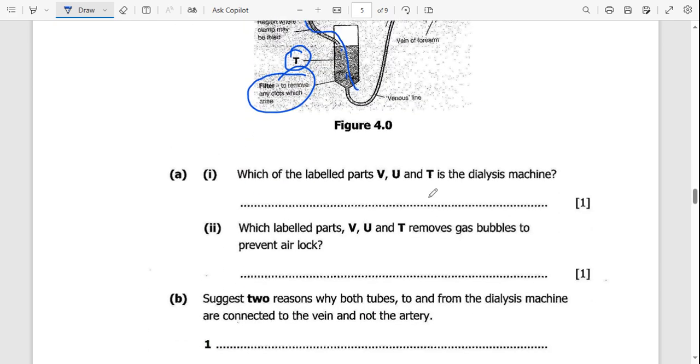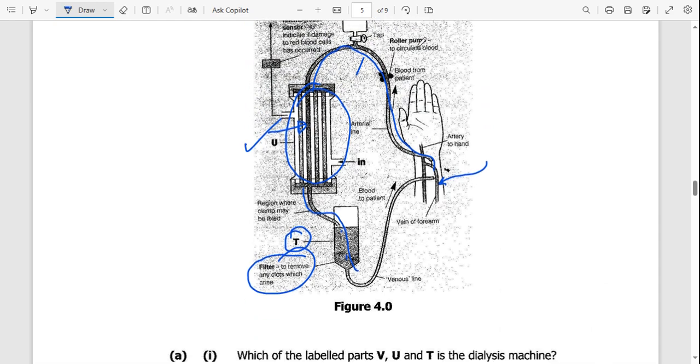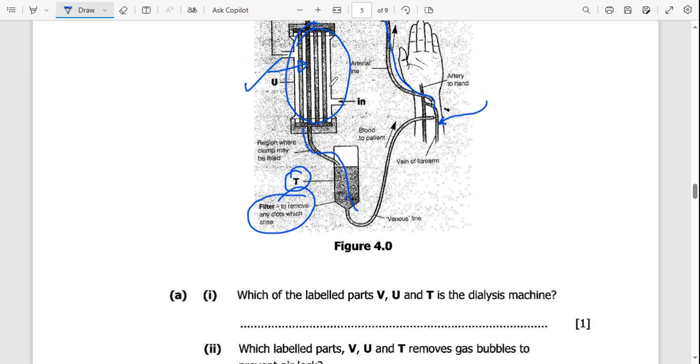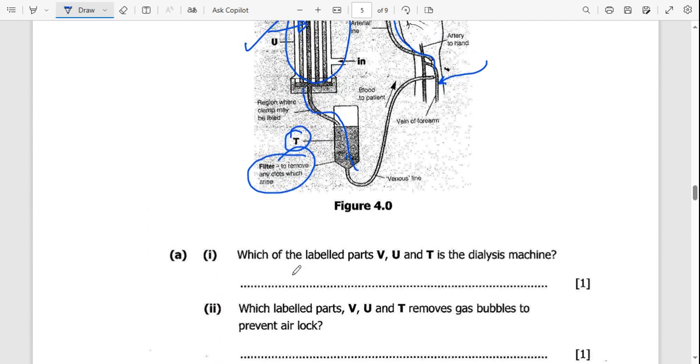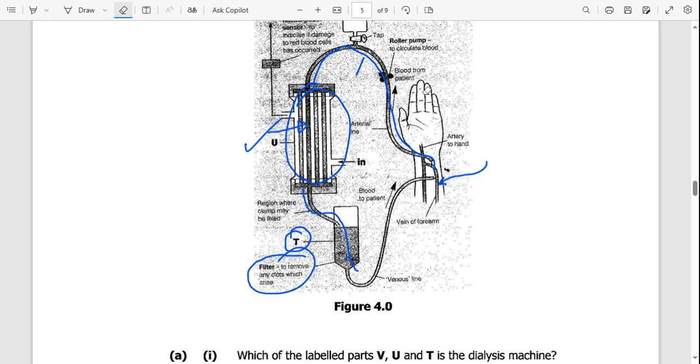Which labeled part removes gas bubbles? As we said, the gas bubbles is removed by V, as blood is moving from the human to the dialysis machine. Suggest two reasons why both tubes to and from the dialysis machine are connected to the vein and not the artery. So one thing is blood is connected to the vein because you want the blood to be cleansed, right? To remove carbon dioxide, and it is veins which contain deoxygenated blood. You don't want to clean blood that contains oxygen in the artery.